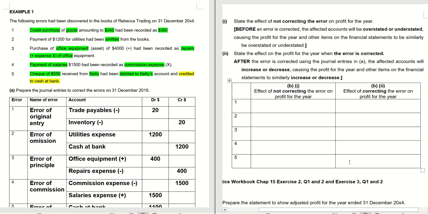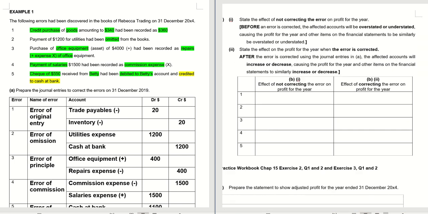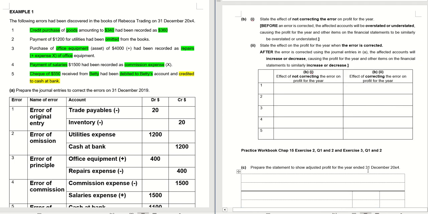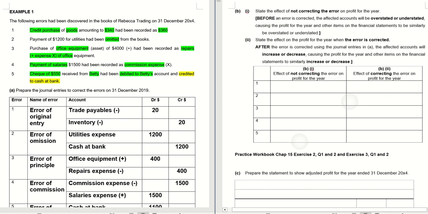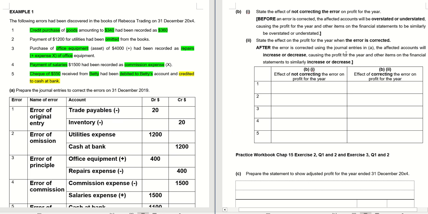So if you were to look at section B, what is the effect of not correcting the error? We're going to start with not correcting the error first. What happens when you don't correct the error on the profit for the year? And then what happens when you correct the error on the profit for the year?